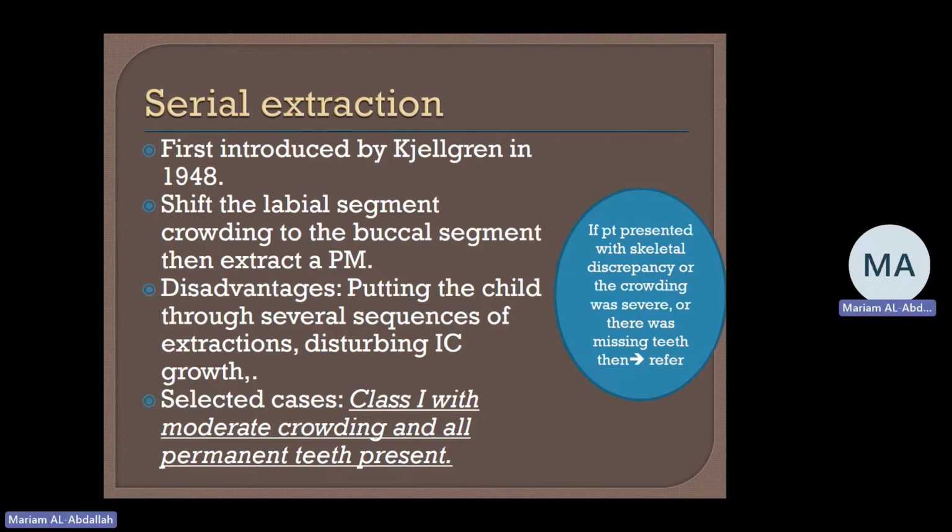Ideally, the classical cases are patients who present with a class 1 malocclusion with moderate crowding. But all permanent teeth should be present. If you have congenitally missing teeth, this is a contraindication. If you have severe crowding, this is a contraindication. If you have mild crowding, this is a contraindication. It has to be carried out by the orthodontist.